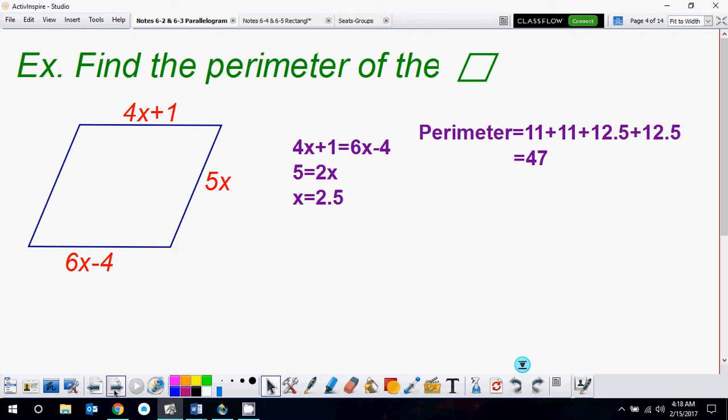Okay. So to find the perimeter, I'd have to plug back in. So 4x plus 1 when I plug back in is 11. That means the opposite side is 11. 5 times 2.5 is 12.5. That means the opposite side is 12.5. And remember, for perimeter, you're adding up all the sides. So you're adding up 11, 11, 12.5, 12.5.